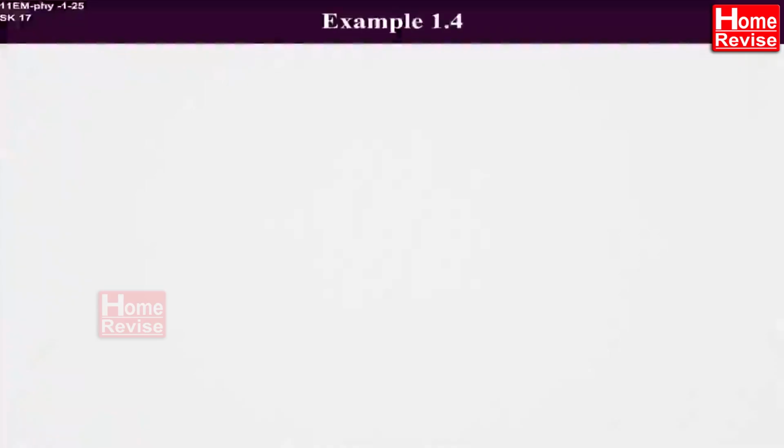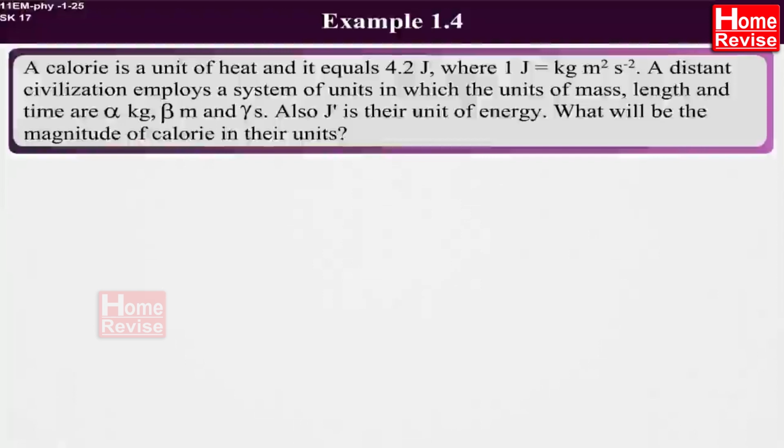Example 1.4. A calorie is a unit of heat and it equals 4.2 joules, where 1 joule is equal to 1 kilogram meter square per second square. A distant civilization employs a system of units in which the units of mass, length and time are alpha kilogram, beta meter and gamma seconds. Also, J dash is the unit of energy. What will be the magnitude of calorie in their units?